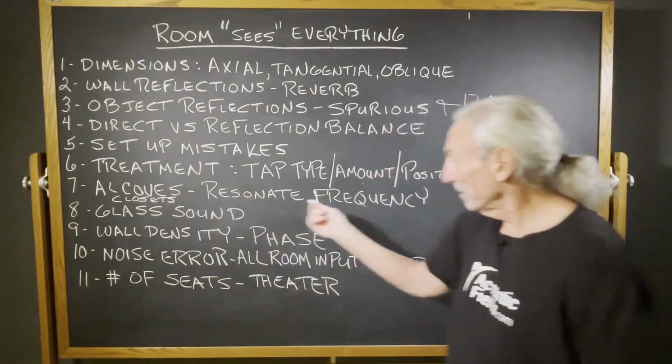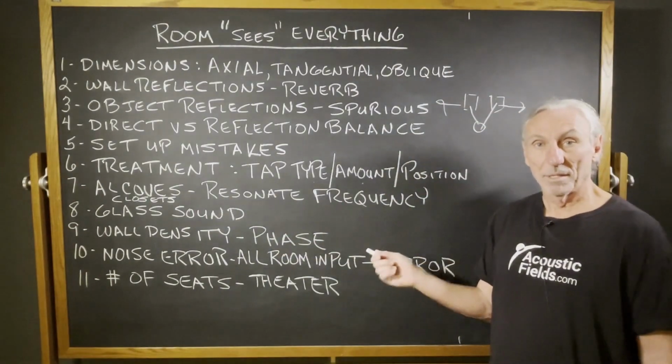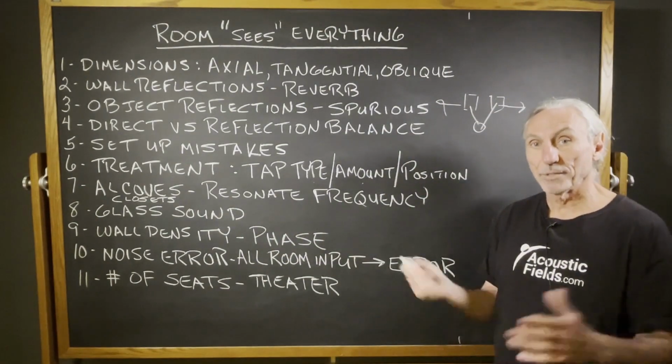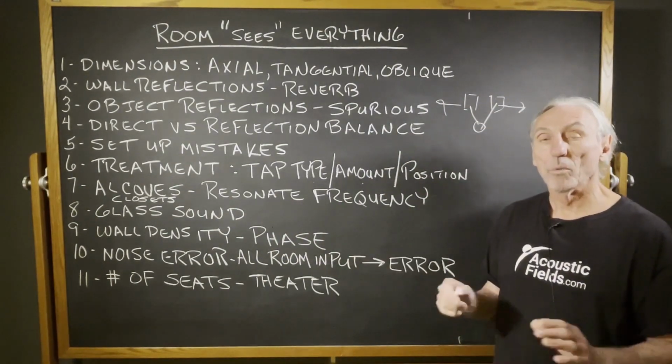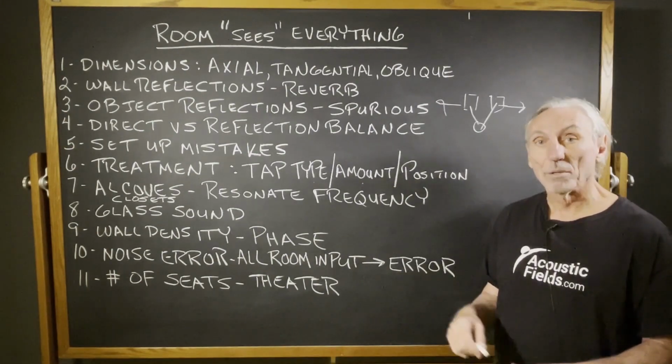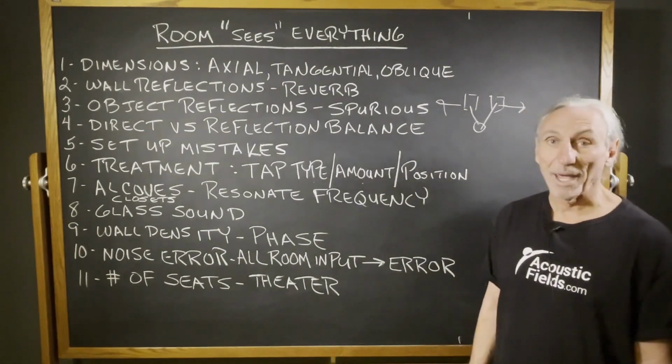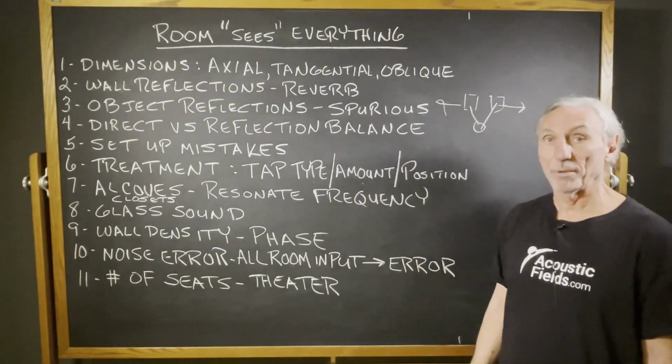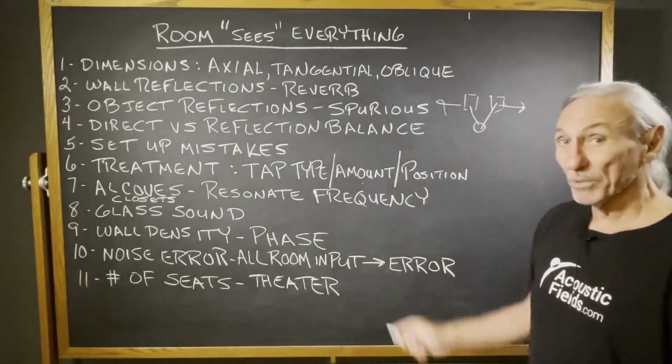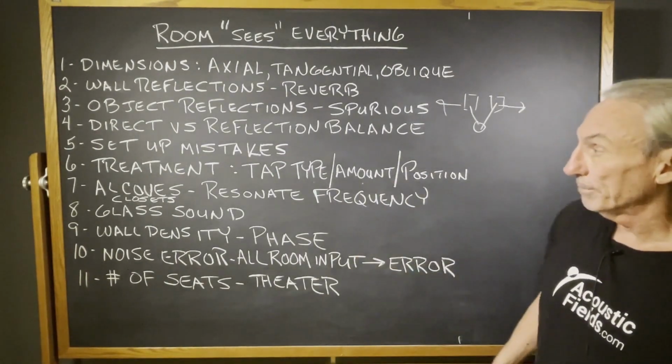Alcoves and closets, they're resonating chambers. Take the dimensions of the alcove or the closet, and you'll be able to calculate what frequency that speaker will generate energy into. Don't need that. We already have a room that's generating problems. We don't need another room inside that one generating problems.